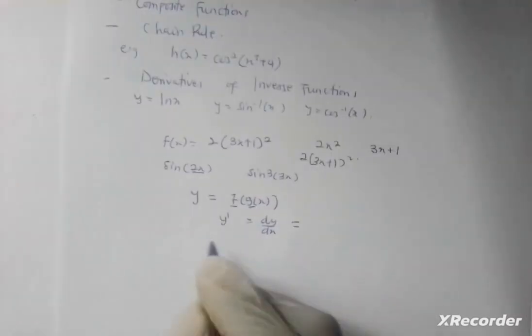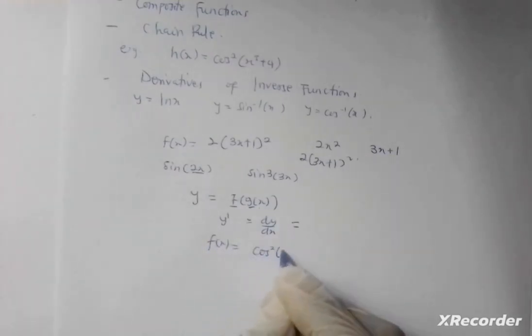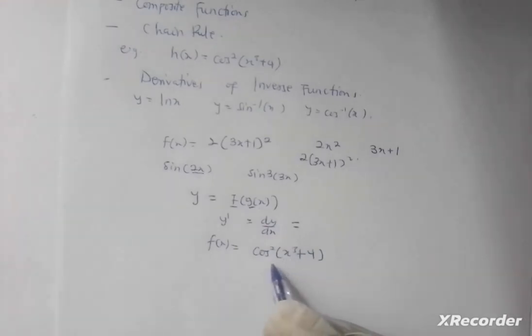So if I give you f of x to be equal to cos squared of s cubed plus 4, let's see how we do this. This is a composite function in that we have a cubic function in the argument of a cosine function, where the cosine itself is also two cosine functions multiplying each other. So let's see how we solve this.